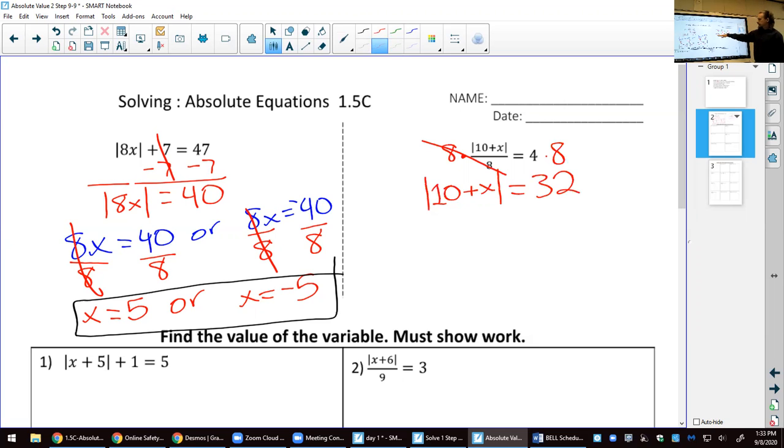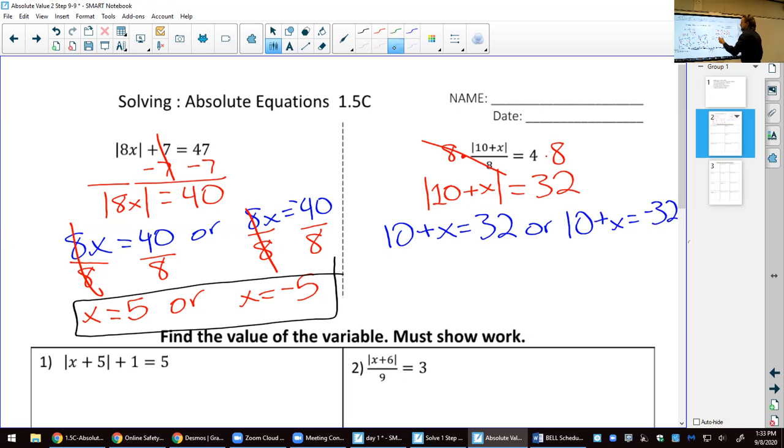Now once we have absolute value on one side and a number on the right, we just want to split this up into 2 separate equations. I want to know, when does 10 plus x equal positive 32? And then I want to know, when does 10 plus x equal negative 32? We're going to solve both of those.